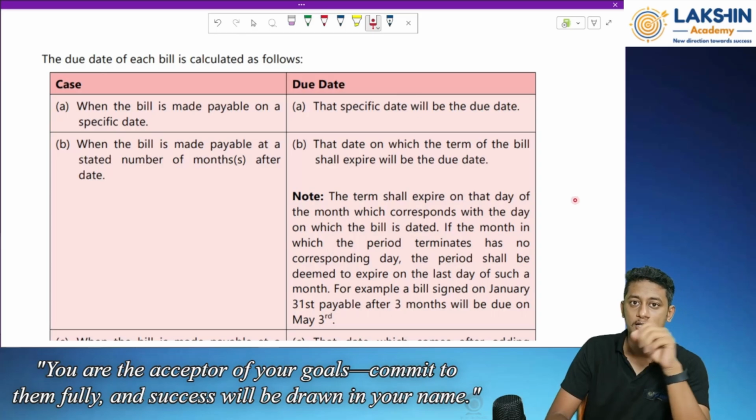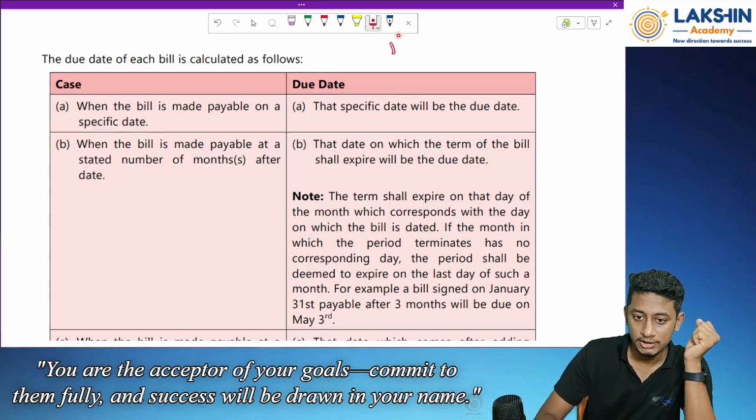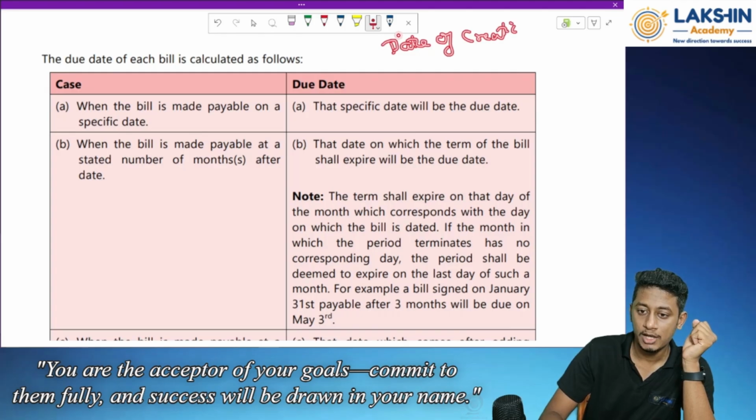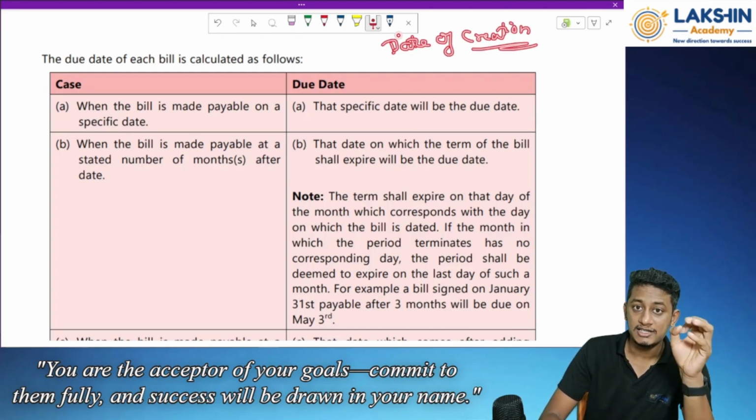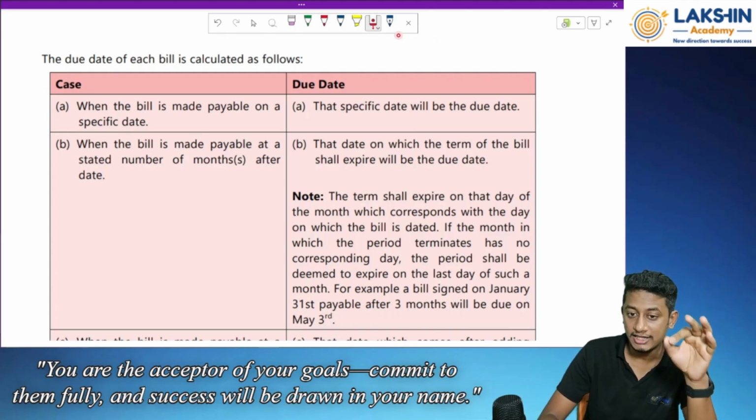Now, in the question, they will give you the date of creation of the bill. While passing the journal entries, we also need to put a date column. And at the end, we need to decide what is the due date.